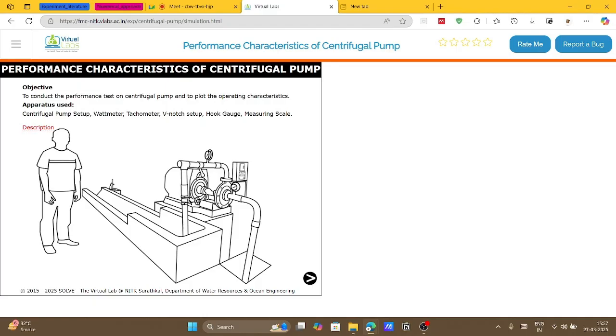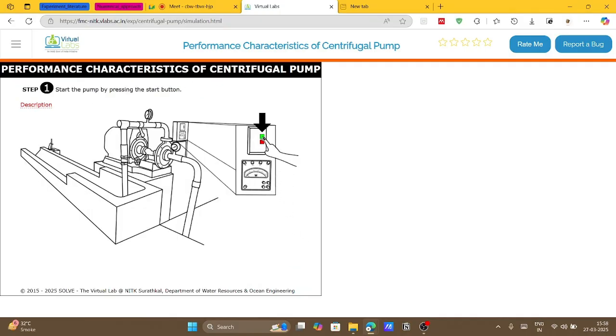So initially the pump is started where the discharge valve is completely closed. Then you gradually open the discharge valve. This flow will go into the open channel. Here the V-notch setup is used to compute the total flow rate from the pump, right? A wattmeter is connected to find the power consumption of our motor.